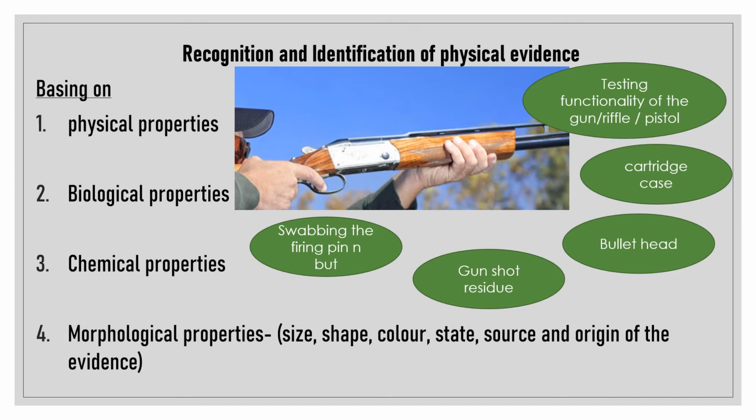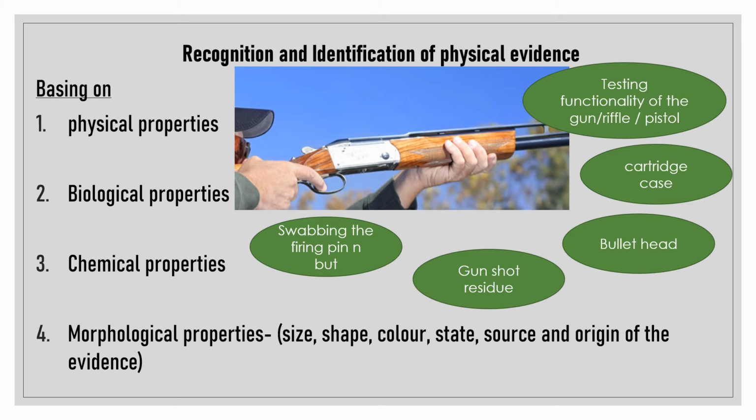So recognition and the identification of physical evidence is a critical issue on the crime scene. Based on physical properties, biological properties, chemical properties, and the morphological properties of a physical evidence. So what is physical property?